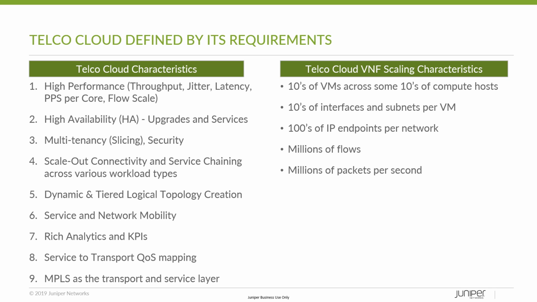To summarize what makes Telco Cloud specific, we can list first that it is high performance, for example, for throughput, jitter, latency, packet per second per core, flow scale. It enables high availability. It is multi-tenant and embeds security. It allows to scale out connectivity and perform service chaining across various types of workloads. It allows the creation of dynamic and tiered logical topologies. It makes it possible to move services and network functions.